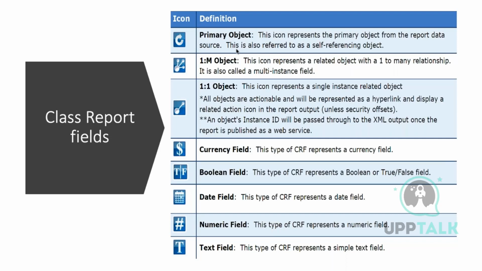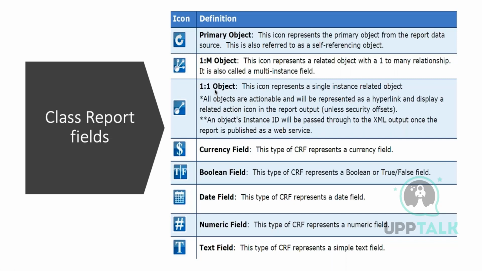Then comes the single instance field. How does Workday denote which is a single instance and which is a multi-instance? It is through these icons. So you should always remember these icons. A single instance field has basically a one-to-one relationship, meaning it will only store one value.